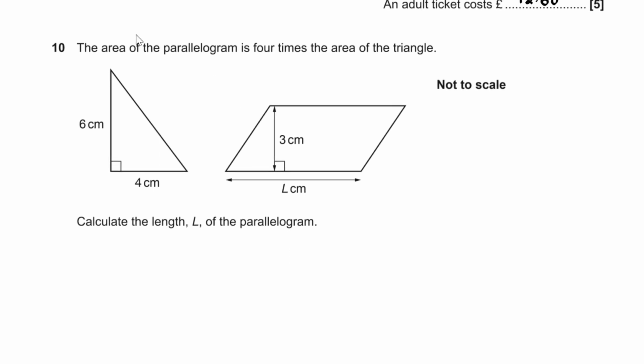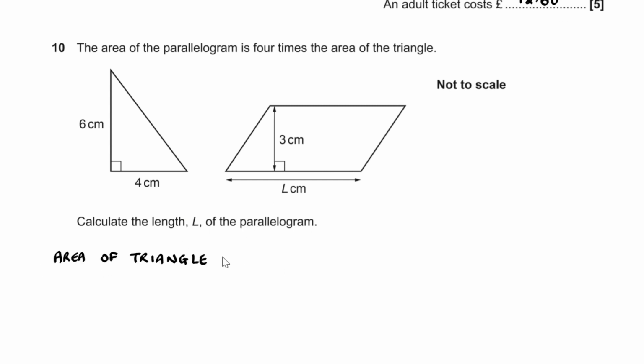Question number 10. The area of a parallelogram is 4 times the area of a triangle. So we've got here the triangle having a base of 4 and a height of 6 centimeters, and a parallelogram having a base of L and a height of 3. So what we need to do to find L is find out the area of both the triangle and the parallelogram.